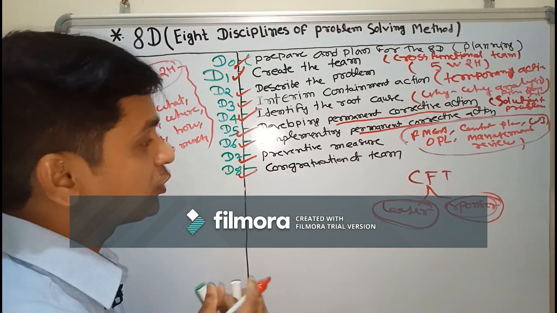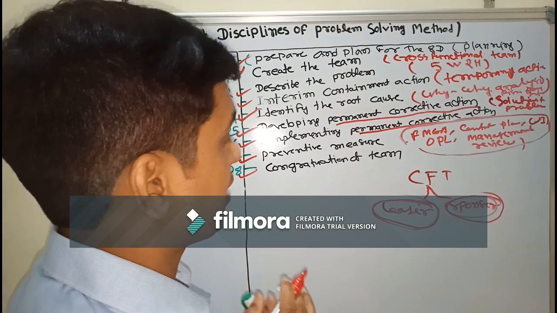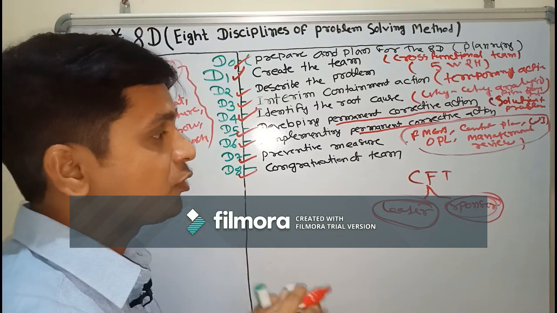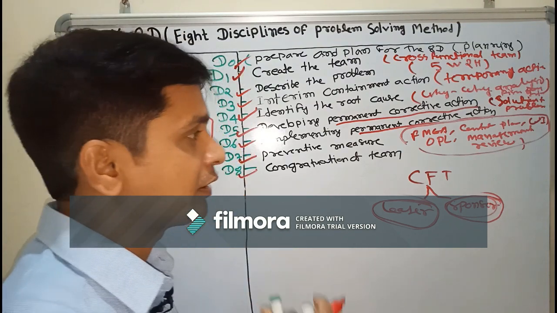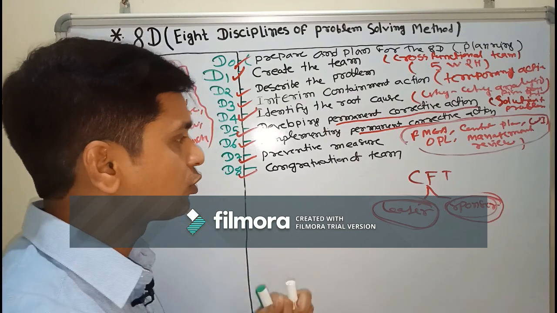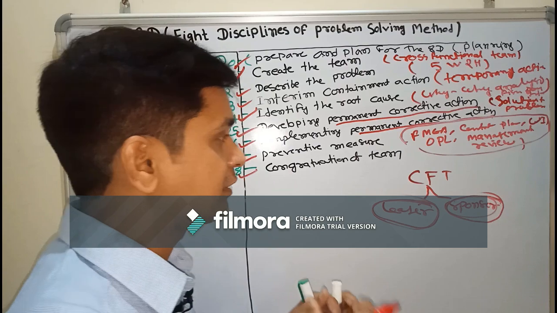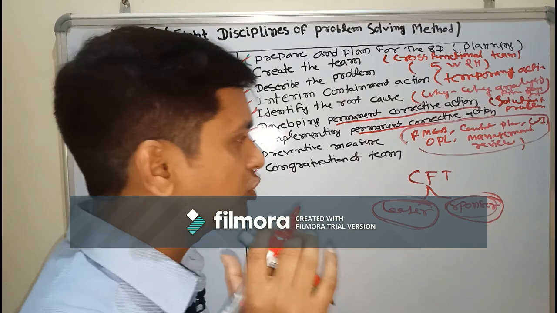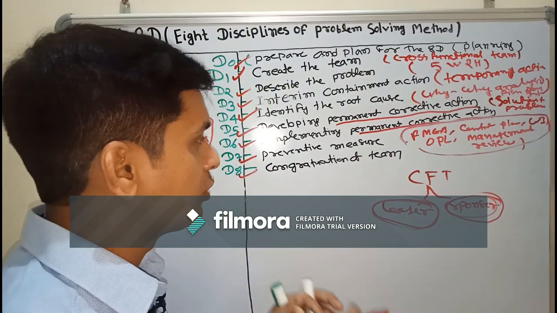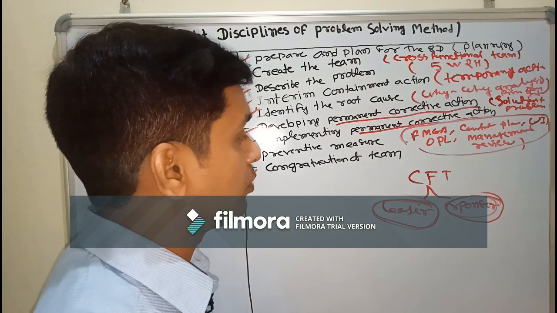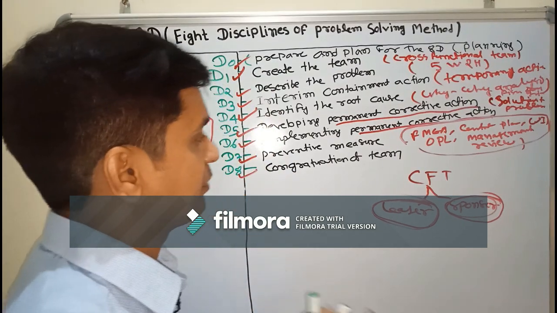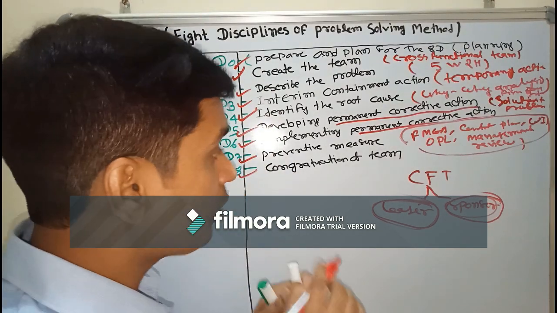And finally, congratulations to the team. If you finally get a good output result, you have to congratulate the team. That is a managerial skill. You have to boost up your team and increase the morale of the team. That is very important. And that is the last step.